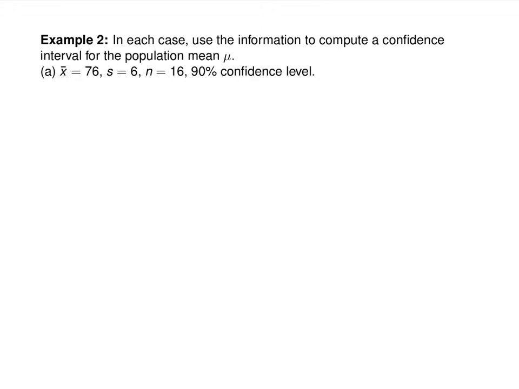So in each case, use the information to compute a confidence interval for the population mean. The first thing you should do is find your standard error and your multiplier. So the standard error of x bar equals s over root n, which is 6 over 4, or 1.5, right?